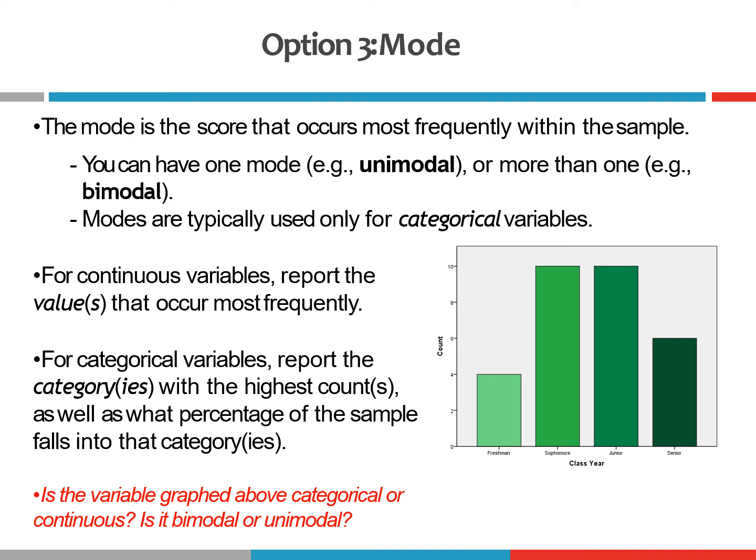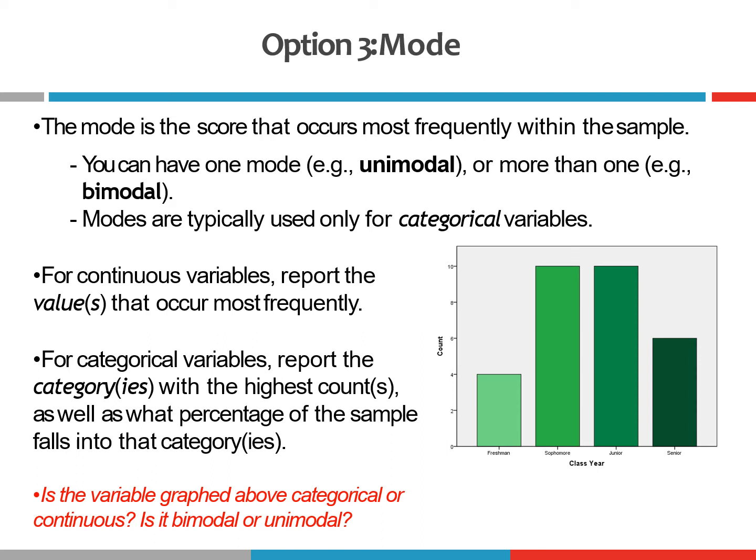Well, first, we would want to add up all of the frequencies so that we know how big our sample is. So let's start with freshmen. We can see that we had 4 freshmen in the data set, and we had 10 sophomores and 10 juniors respectively, so that's 24. And then we had 6 seniors. So our total sample size for this distribution is 30.